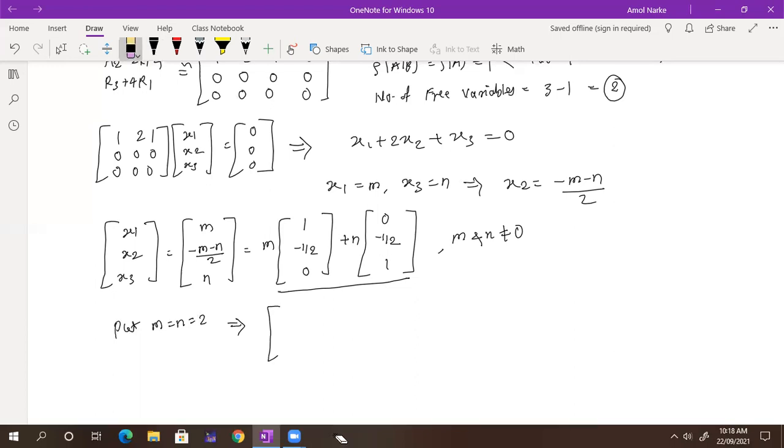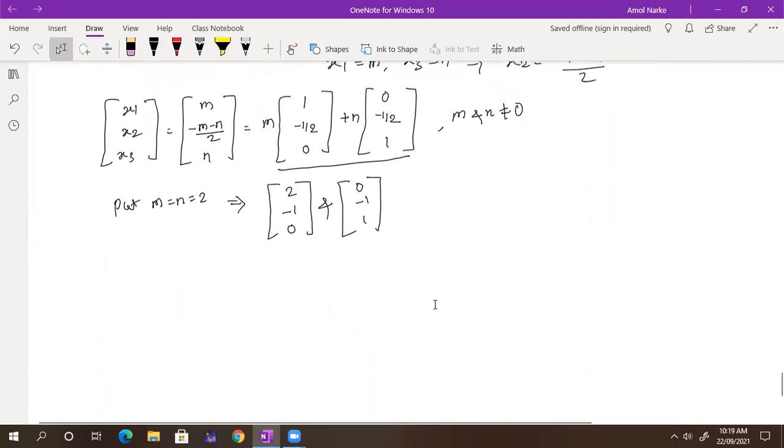M is equal to 2, it means you have to multiply inside. So 2, minus 1, 0, and what I am getting here is 0, minus 1, 1. So these two are eigenvectors corresponding to lambda equal to 10. This and this. Okay. Are you getting my point? Yes, sir.